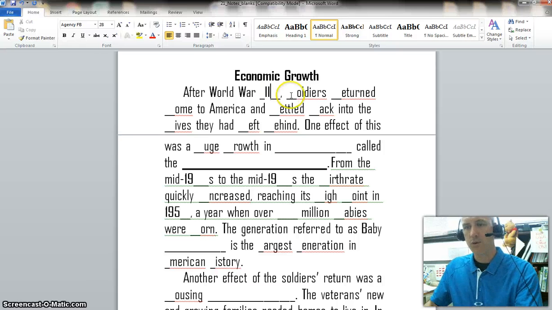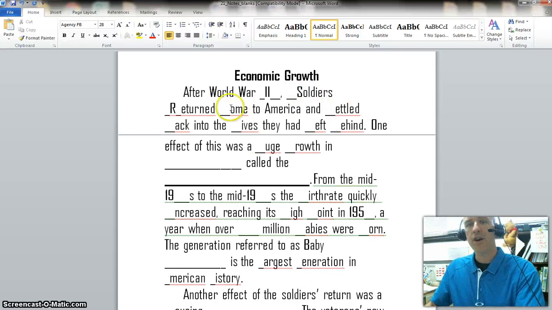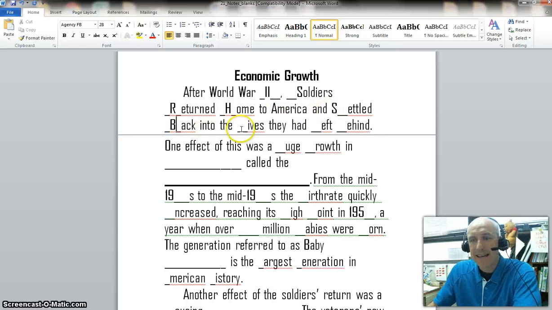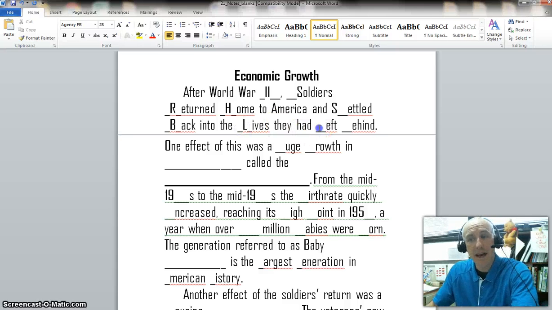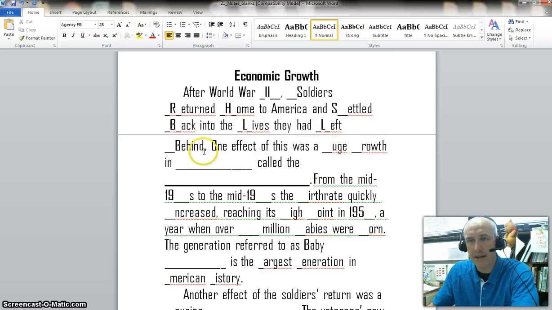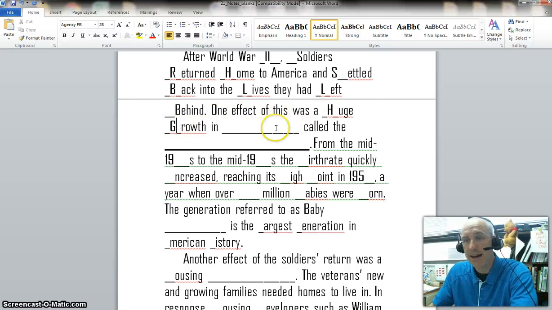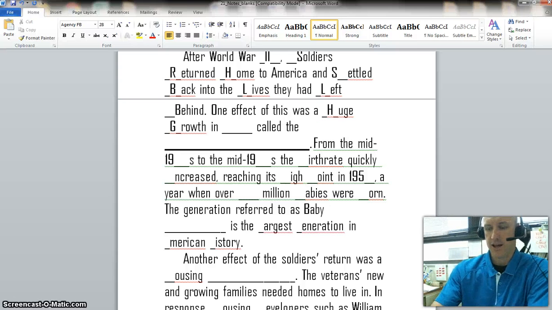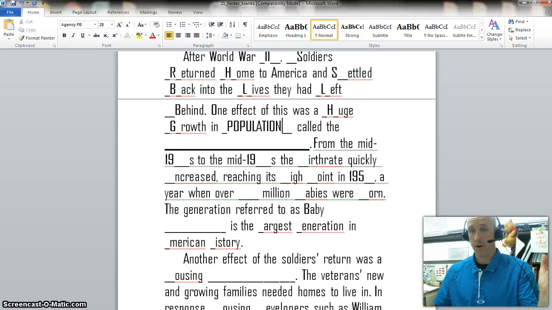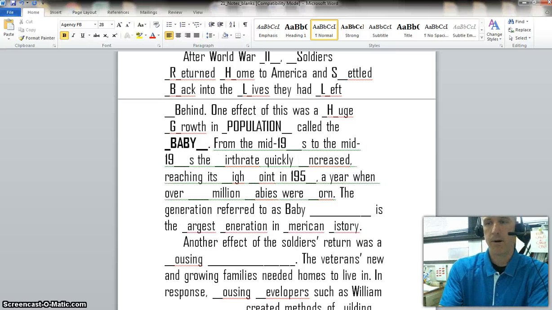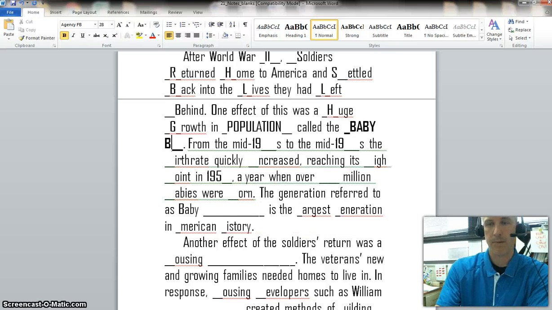After World War II, soldiers returned home to America and settled back into the lives they had left behind. One effect of this was a huge growth in population. You know how it is. The boys leave and they're gone for a long time. They come back and oh my gosh, there's babies everywhere. This is called the baby boom.